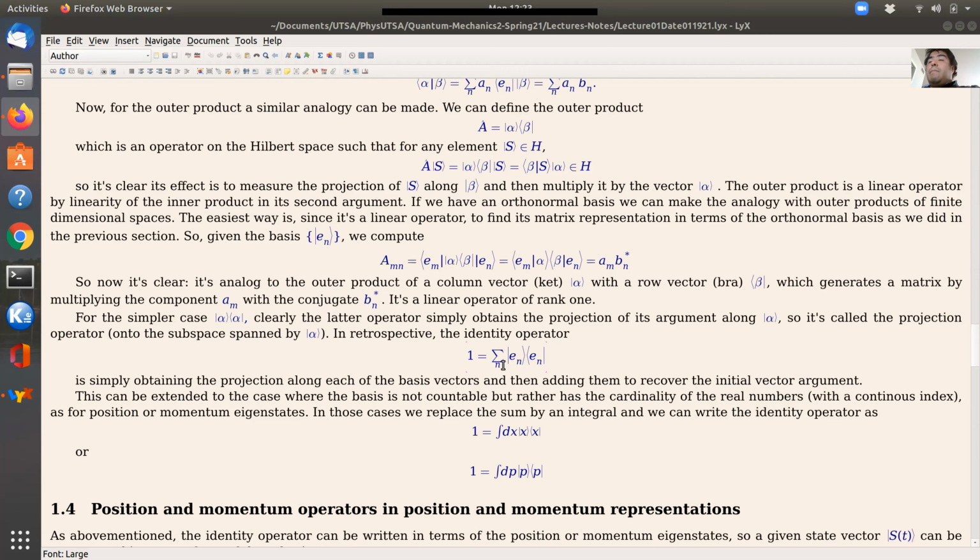So you replace the sum by an integral, and you can write the identity operator as this. So this is the same representation. The identity is basically adding over all possible states. This will project, and this will expand in terms of that direction, and the same thing for the momentum. But notice the analogy between this countable, I guess, infinite but discrete case versus the continuous one. You just replace the sum with an integral, and of course you need an element of integration, which is dx or dp.